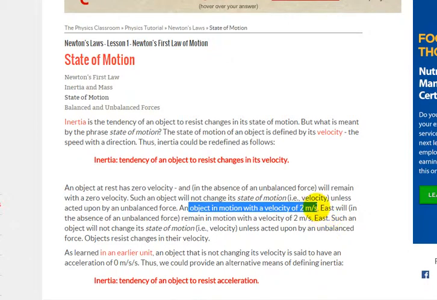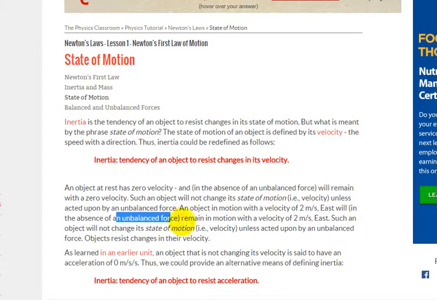However, if something is moving with a velocity of 2 meters per second, and earlier we looked at what uniform motion was, constant speed or constant velocity, which is a speed with a direction, so 2 meters per second east, and there's no other unbalanced force, it'll just simply keep on moving. If there's another unbalanced force involved, it'll change, but otherwise it should stay like that forever. Such an object will not change its motion unless acted upon by an unbalanced force.